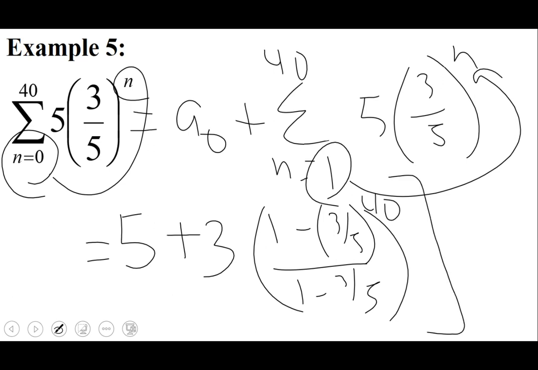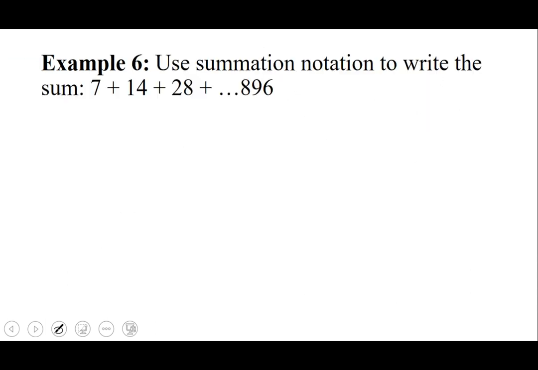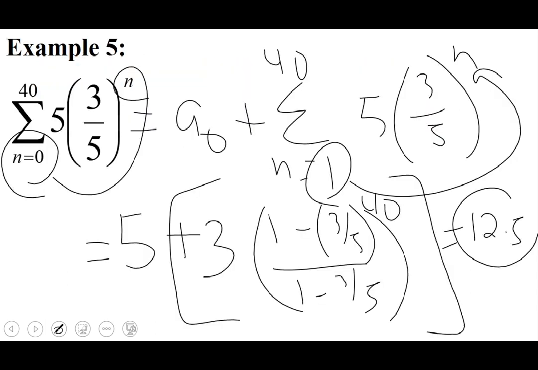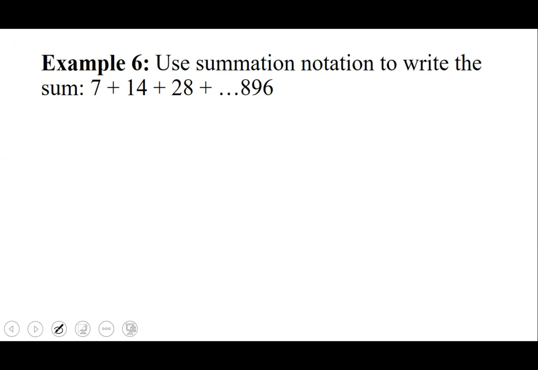So go ahead and calculate this entire sum separately using the procedure that I showed you in the previous examples. Then add 5, and that is going to give you a total sum of 12.5. Just FYI, for some reason in this chapter, an awful lot of answers wind up being 12.5. It's just kind of a coincidence, so don't think too much of it. Here in example 6, I want you to use summation notation to write out the sum.